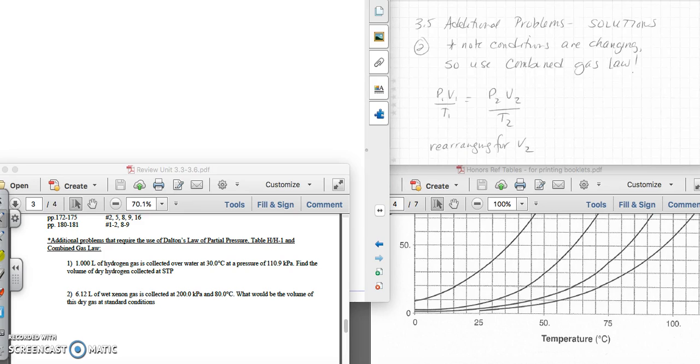The second additional problem here is essentially the same type of strategy. This number 2, 6.12 liters of wet xenon gas. Same strategy, so I'm not going to spend the time to go over it in detail. I'll let you take a look at the answer key up here. Hope that it helps clarify some of these more complex questions.